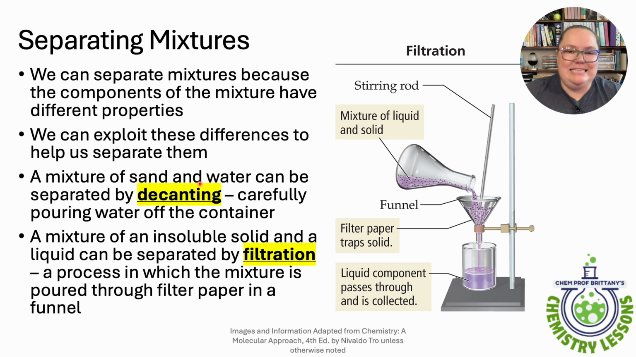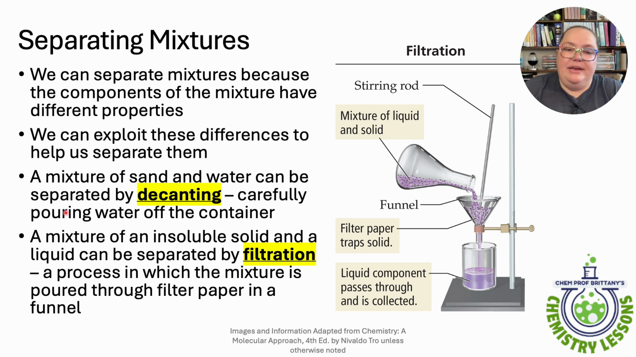First is decanting. So our mixture of sand and water can be separated by just pouring the water off the top. Now, depending on what the solid is, you may have to do that more carefully or not. With sand and water, it's pretty easy to pour off just the water. But you just literally take the cup, pour the water off the top, and then leave the sand in the other cup, right?